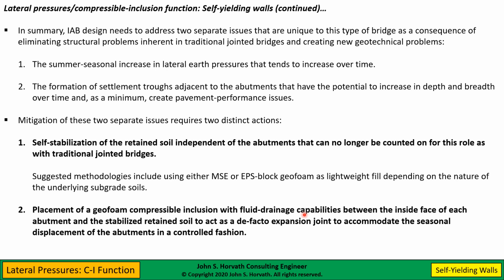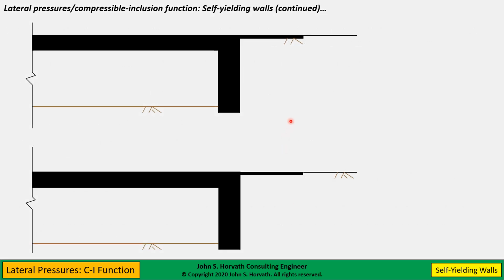But if you use a solid geofoam compressible inclusion, that compressible inclusion will expand and contract with the seasons and accommodate the seasonal displacement of the abutments in a controlled fashion, and in the process will also reduce the lateral earth pressures on the abutments. It will prevent this buildup, this ratcheting, from occurring.